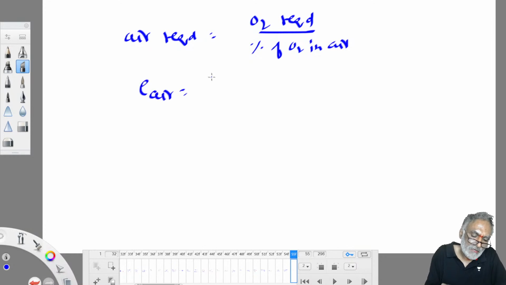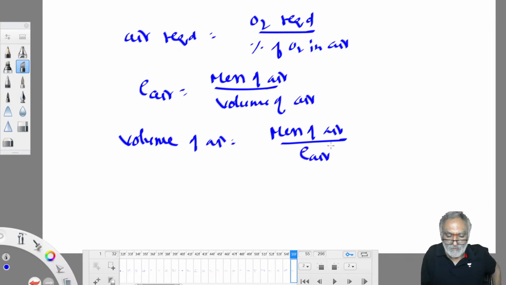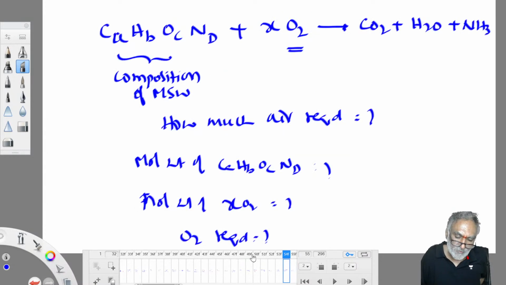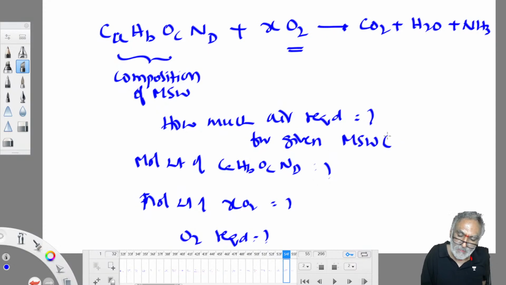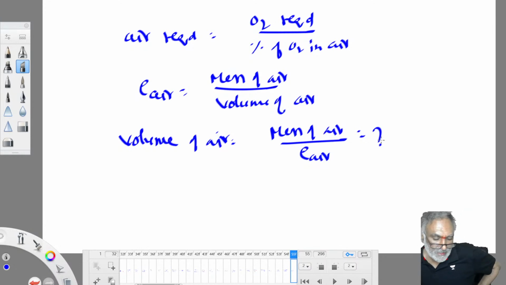Then density of air will be given, which is equal to mass of air by volume of air. Then you can find out how much air we require. So volume of air required is equal to mass of air required by density of air, that will give volume of air required. Because air is calculated in volumes, so so and so tons of MSW produce how much amount of air required. So and so tons of air we will get, that you convert into volume finally. So this question also nowadays they are asking in GATE exam.